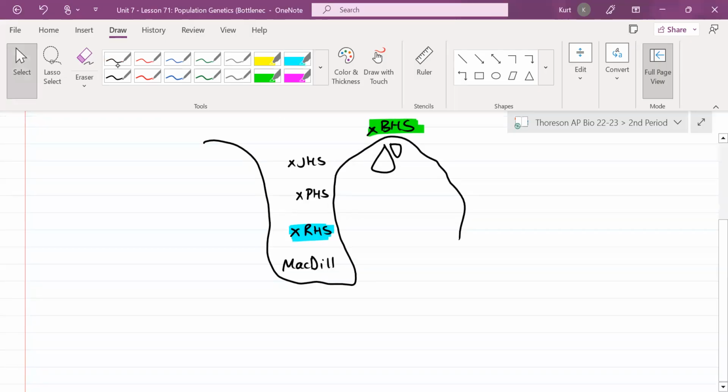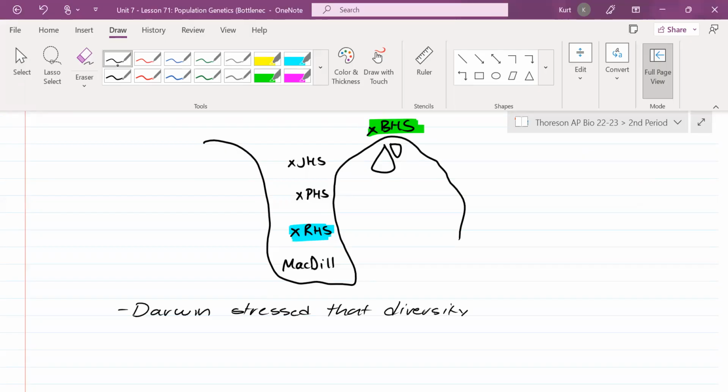Now, maybe these populations have a lot of diversity, which I'm sure they do, and some of that diversity is what can give some individuals an advantage over their competition. And this is something that Charles Darwin really stressed. Darwin stressed that diversity exists among members of a population.